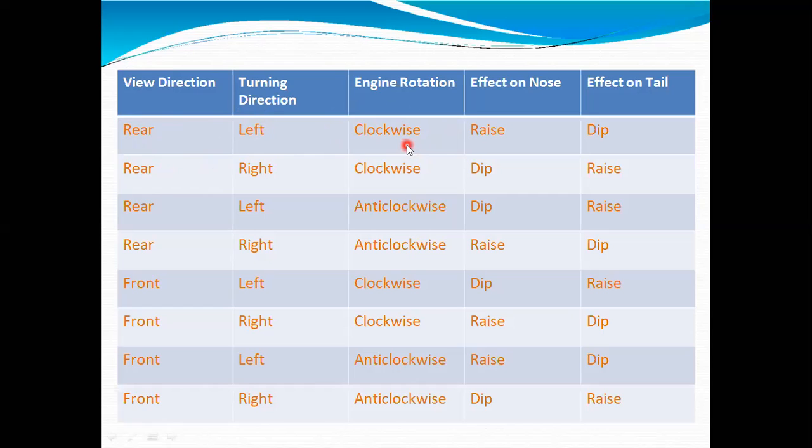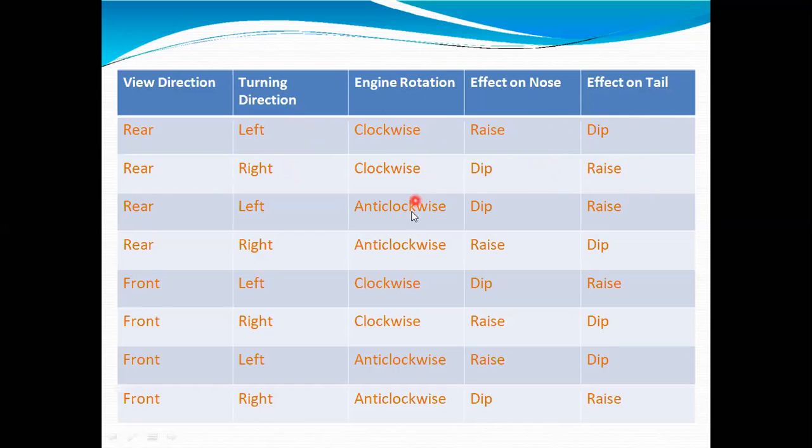So for producing a proper amount of gyroscopic effect, or for proper balancing or orientation of the aeroplane, what is the must condition? The nose end should rise and the tail end should dip, so that proper steering can be achieved by the aeroplane. And if we assume the just opposite condition, that means again we are viewing from the rear, but the direction of turning is right instead of left, while the engine is again rotating in clockwise direction, the condition will be opposite. The nose end will dip while the tail end will rise.